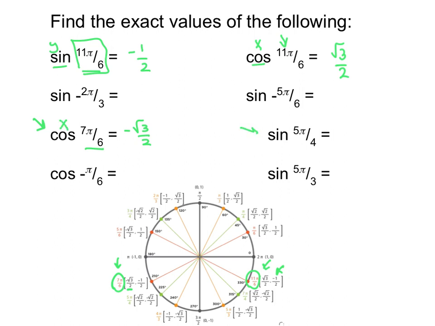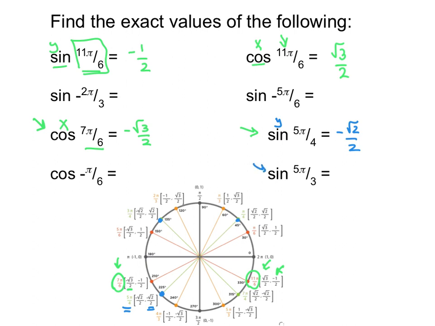If I look at this next one, I want to go to 5 pi over 4. The pi over 4s are the ones that are in the middle right here. And I'm slightly over pi, so I'm sitting here in the third quadrant. I want the y value. Here's my 5 pi over 4. Here's my y value. It's negative square root of 2 over 2.